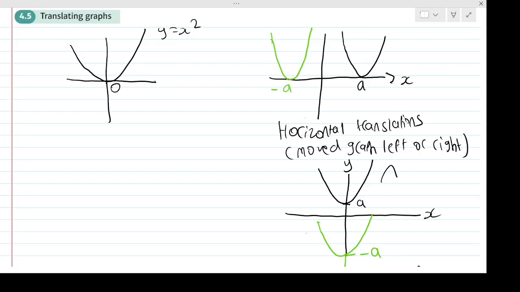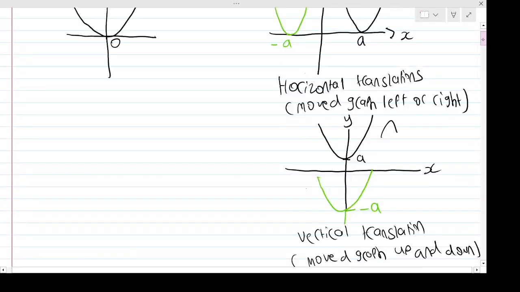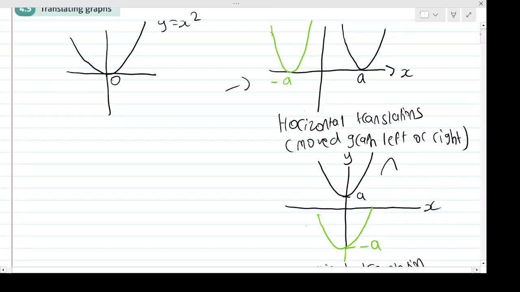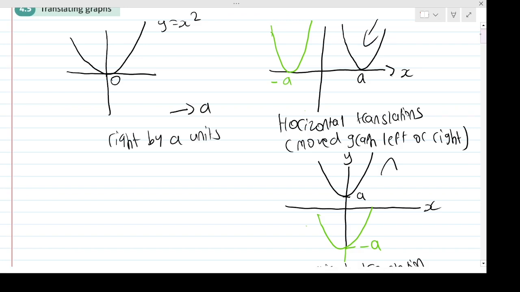And we're going to look at how we can do this mathematically. How can we express this? Well, let's have a look then. So first of all, this horizontal moving left to right. Firstly, if we move to the right by a units, so we move to the right by a, that's that graph there. Then we can express this in terms of coordinates.